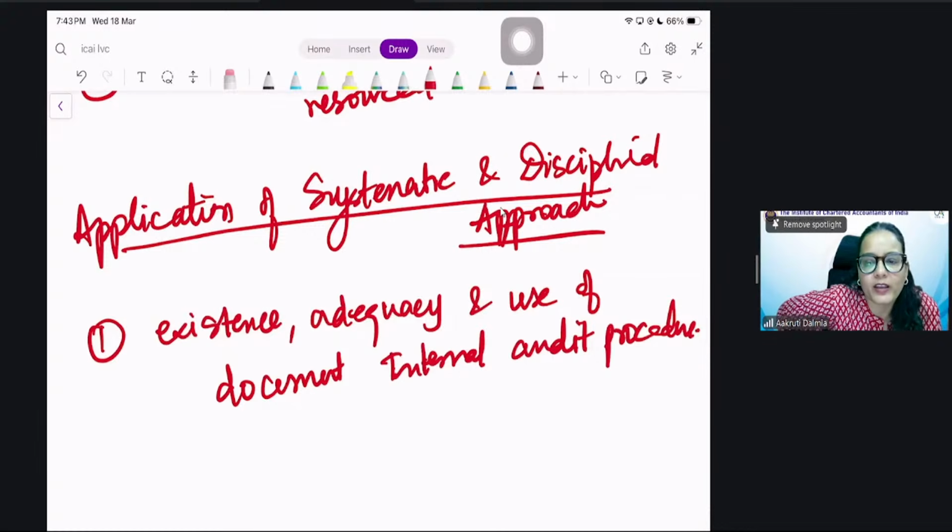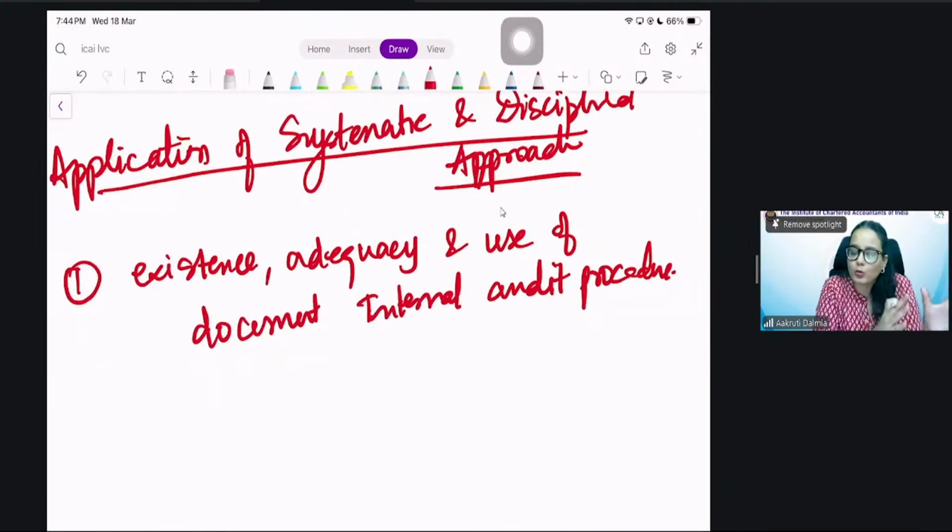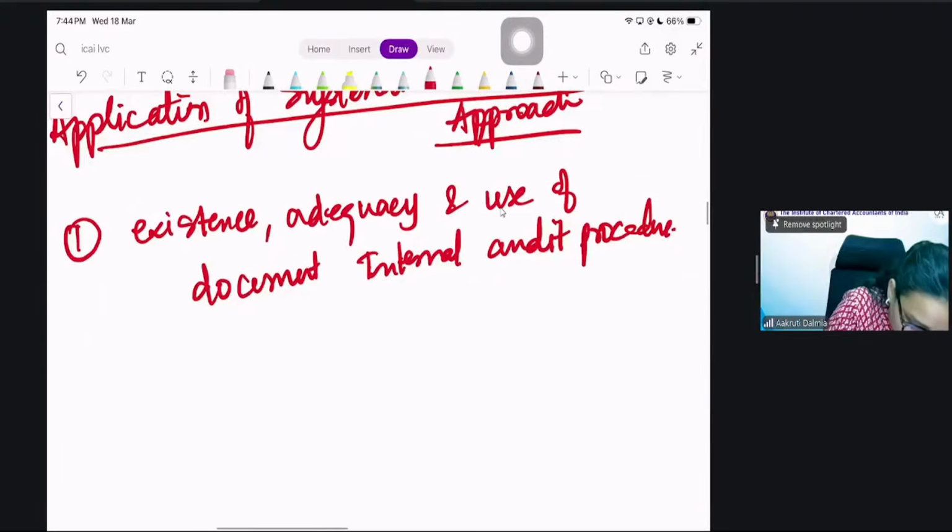So that shows that he has a disciplined approach and a systematic approach. So existence, adequacy, and use of a proper documented internal audit procedure, which means you have a document on how to assess risk, or how to decide the reporting structure, whether I will give a report once a week, 2 times a week, once a month, once a quarter, once a fortnight. If you have created a structure that is properly written, that means he is a disciplined and systematic person.